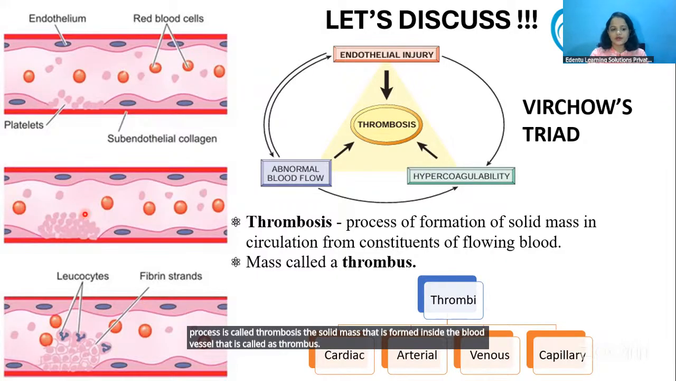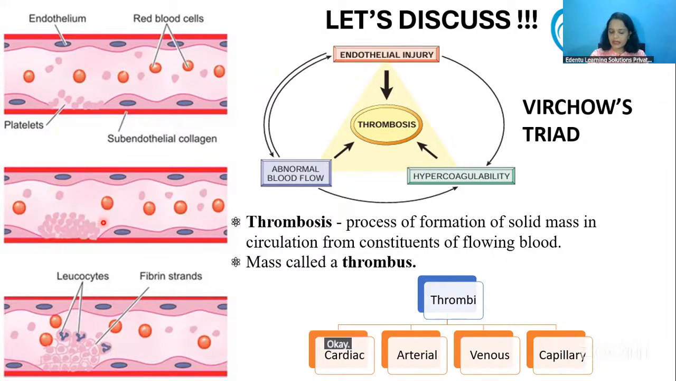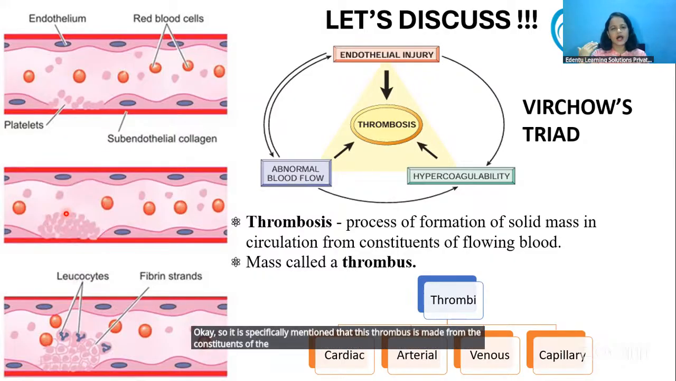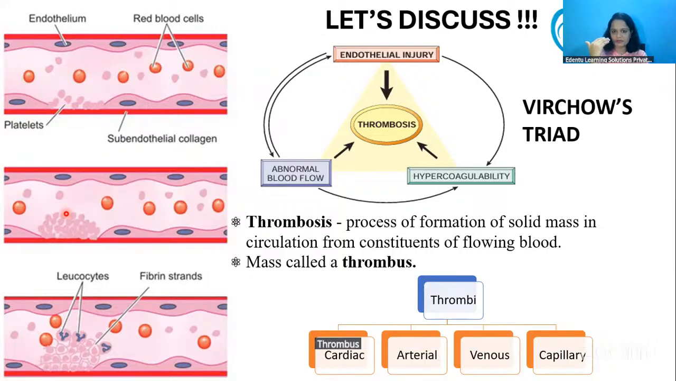It is specifically mentioned that this thrombus is made from the constituents of the flowing blood, that is, from the plasma and the cells present in the blood. From that only this thrombus is formed. So let's look at the pathogenesis of thrombosis, or thrombus formation, and how this thrombus is formed inside the blood vessels.